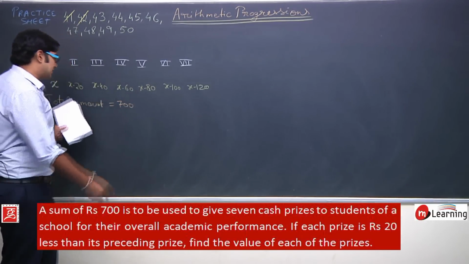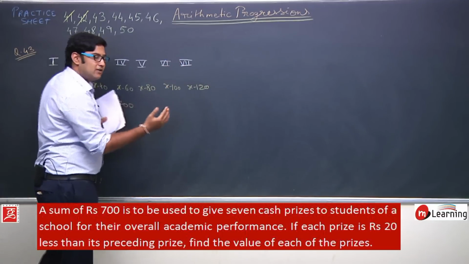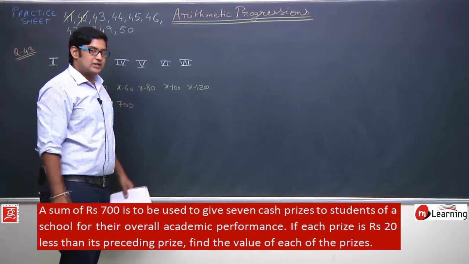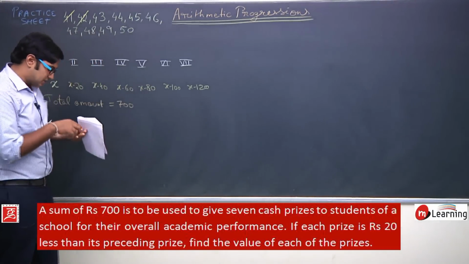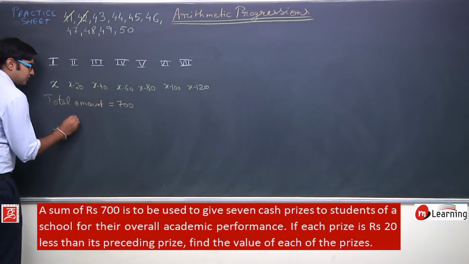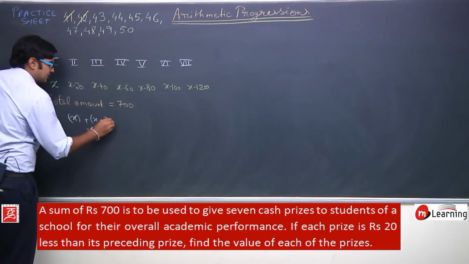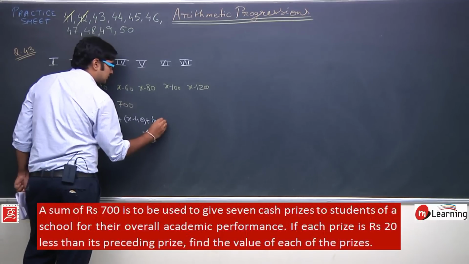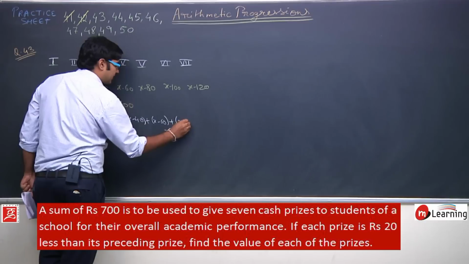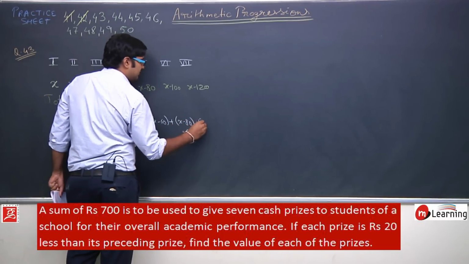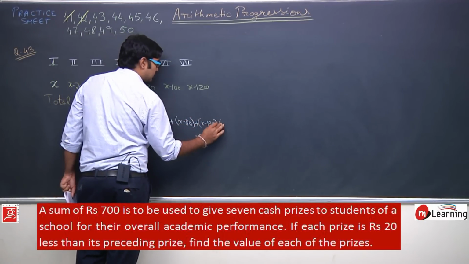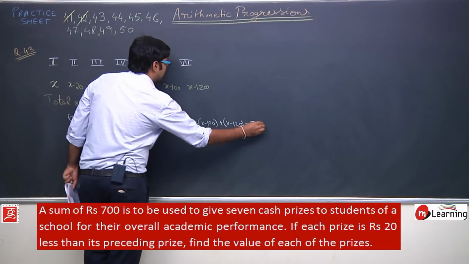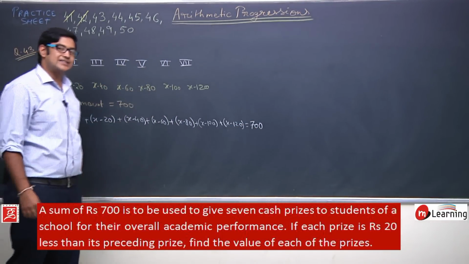So it means the sum of all these prizes should be equal to 700 rupees. It cannot be less than or more than 700 rupees. That should be equal to 700 rupees. So what I can write is: amount for the first prize plus amount for the second prize plus the third prize plus the fourth prize plus the fifth prize plus the sixth prize plus the seventh prize. This total should be 700.